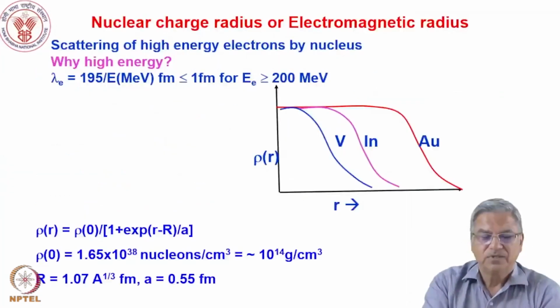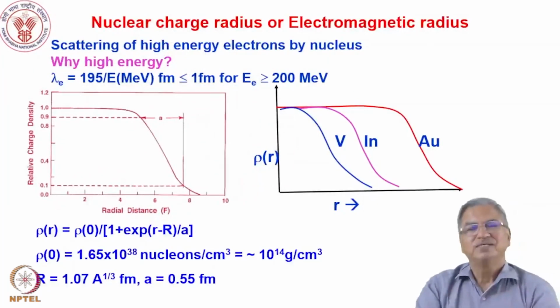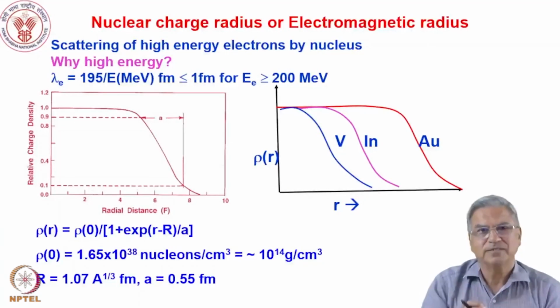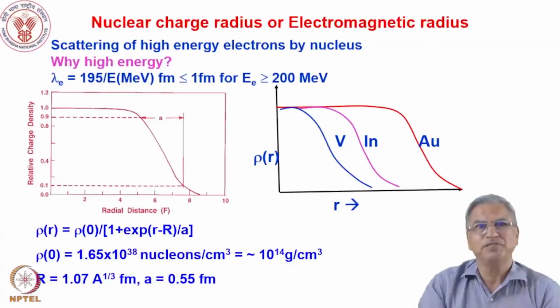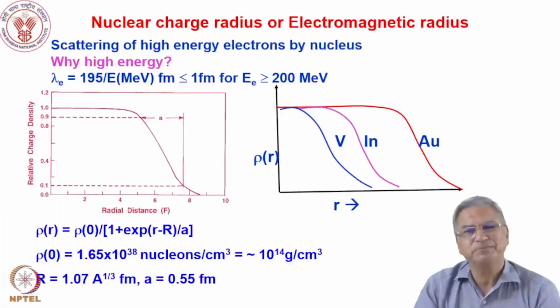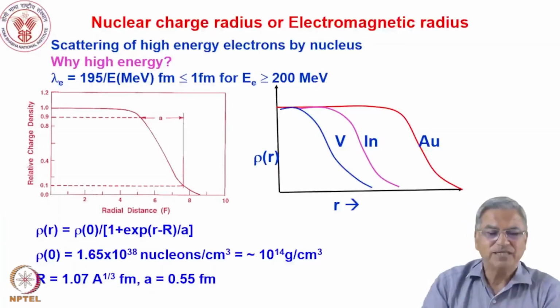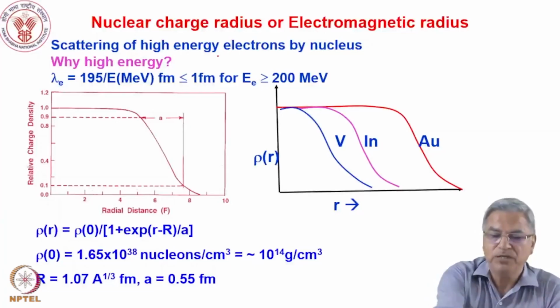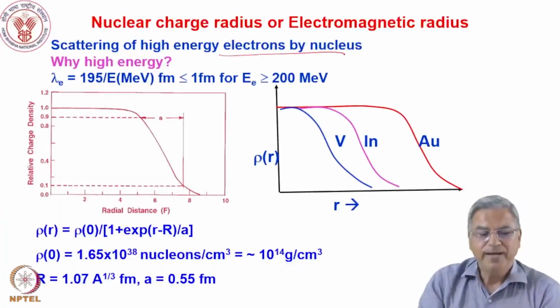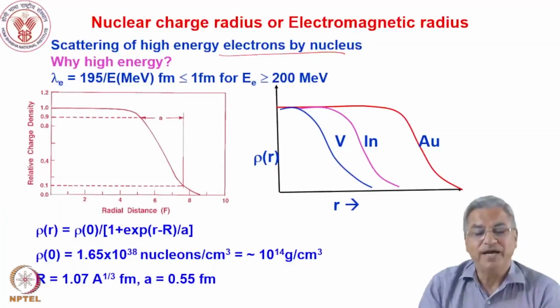Now let us see, whatever radius we get from different experiments, there is a difference. And so there have been later very refined experiments to find out the radius of the nucleus. One of the methodologies is to study the scattering of high energy electrons by the nucleus. This gives you what is called the nuclear charge radius. The question is, why do we need a very high energy electron to study the radius of the nucleus?